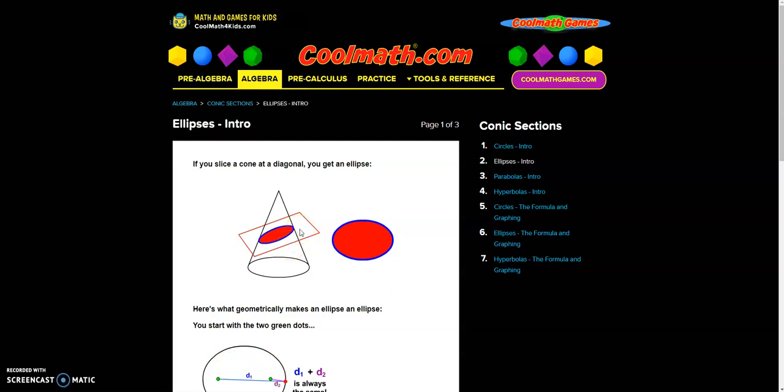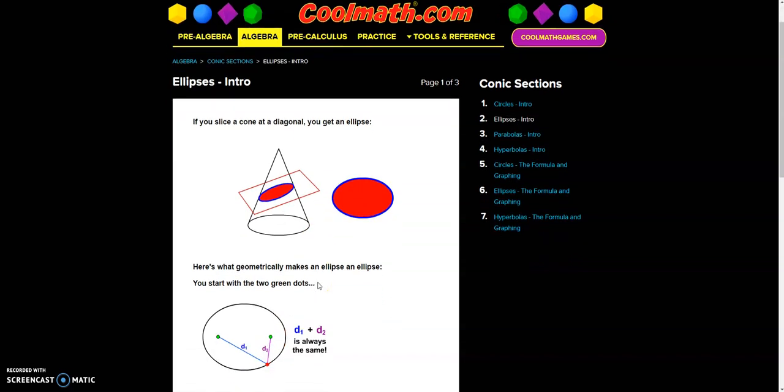Remember that it's part of conics, and conics are taking slices of a cone. So if we take a slice of a cone on an angle, we're going to naturally create an ellipse. So we're going to be talking about the equations of it, but there are some interesting properties that exist.